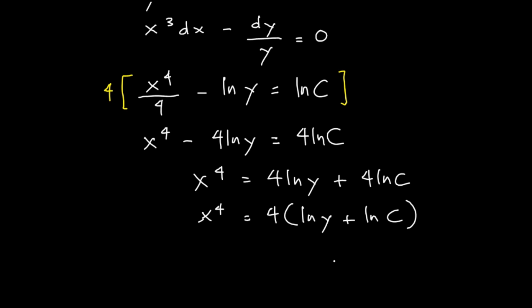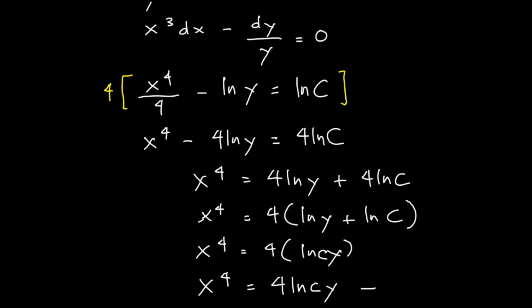And then, we have x to the fourth equals 4 times, since we have a logarithm of sum, may sum tayo dito, we can multiply applying logarithm of product. So we have ln of yc or cy. Okay? Therefore, our final answer will be x to the fourth equals 4 ln of cy. So this is the answer.